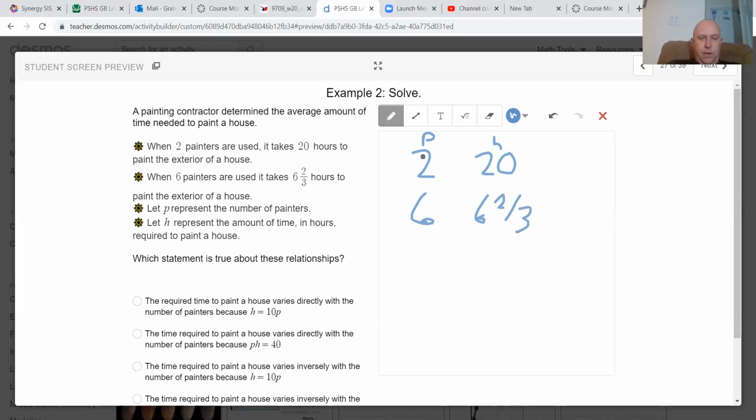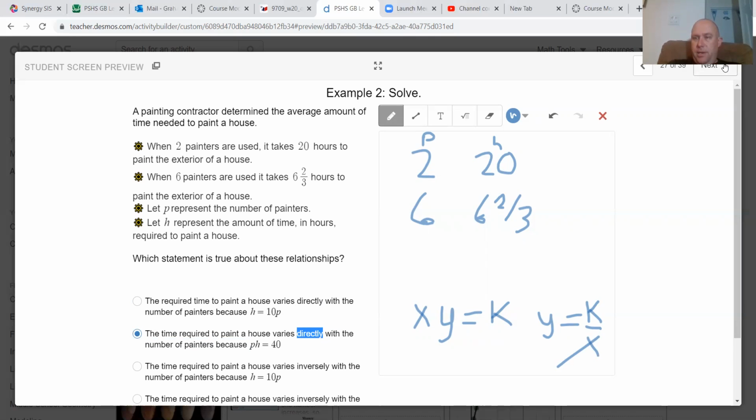Now, one thing I noticed straight away, as the number of painters goes up, the time decreases, obviously, because there's more people to help. But notice as one goes up, the other one goes down. So I know this is an inverse variation question. So I know this is the form xy equals k. Or as we saw earlier, sometimes you can write that as y equals k over x. So I might be able to use that to narrow down some answers. But certainly anything that says varies directly, I know that's the wrong answer. And I know that's the wrong answer as well.